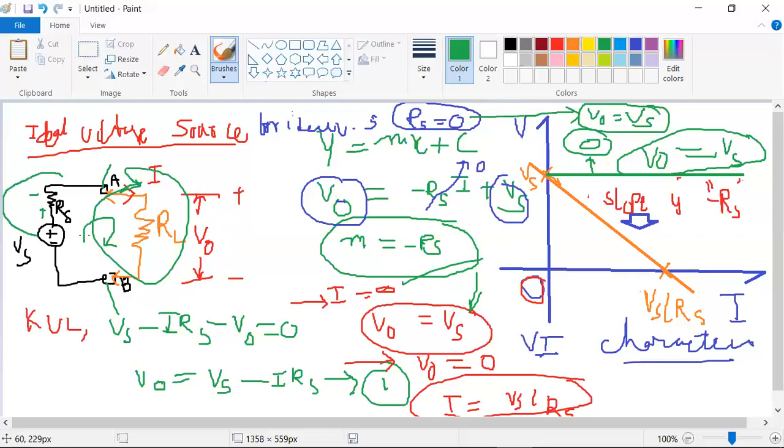When the internal resistance is 0, my practical voltage source will work as an ideal voltage source. In this condition also, I drew it with the slope equation y equals mx plus c. Then there is no slope, so y equals c, which means the output voltage equals the input voltage, V0 equals Vs. Here there is no slope, that is the reason I indicated 0. Right, so let me move to the next slide.